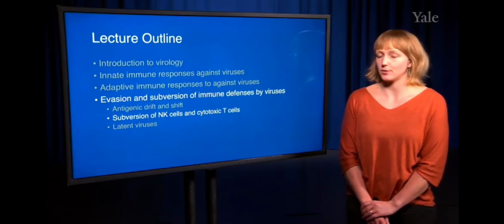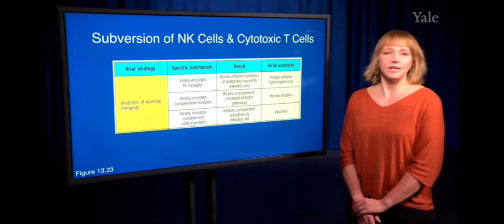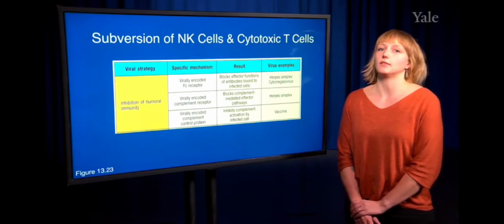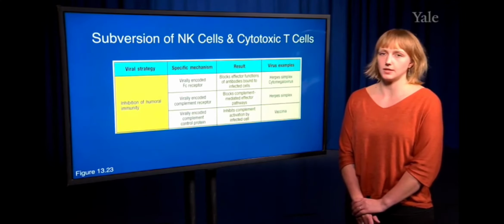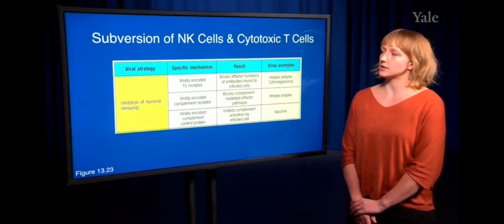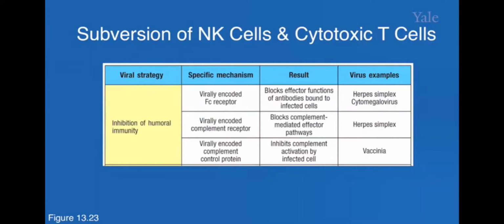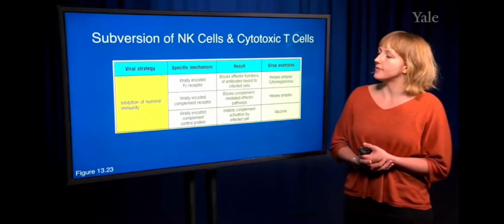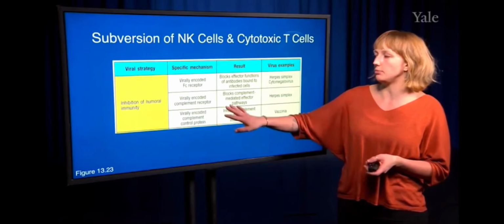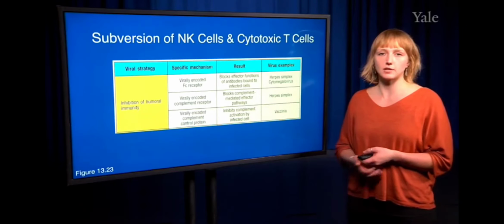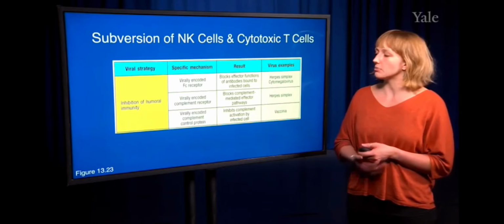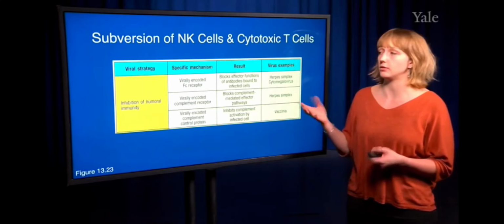There's a variety of different strategies that viruses have evolved to subvert the adaptive immune response. So, for example, they can inhibit humoral immunity by either blocking Fc receptors or making their own Fc receptors so that antibodies, when they bind to infected cells, can't work. They also can encode different complement factors, a point we didn't talk about today, but that would be really interesting to look at if you would like to check that out in your textbooks.